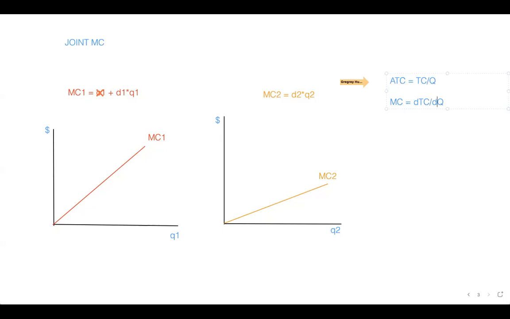There's one special case, and it's an important special case because it comes up in a lot of problems. If marginal cost is constant, then MC is equal to ATC.